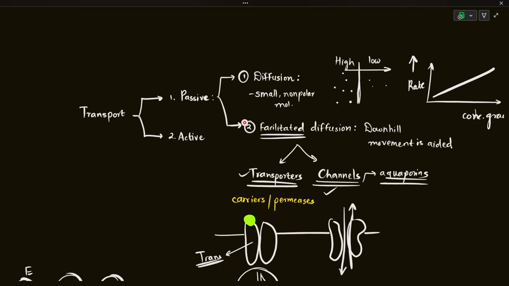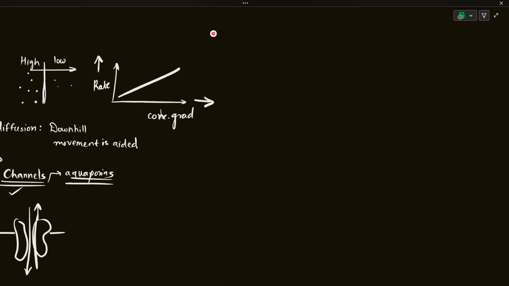But sometimes solvent molecules also move from one side of the plasma membrane to the other side, and that type of passive transport is known as osmosis. Okay, so let me just write it somewhere here. The third type of passive transport is osmosis. Osmosis again does not require any form of energy.